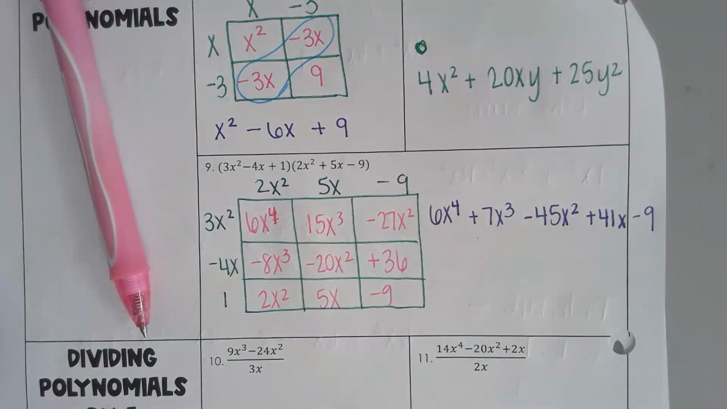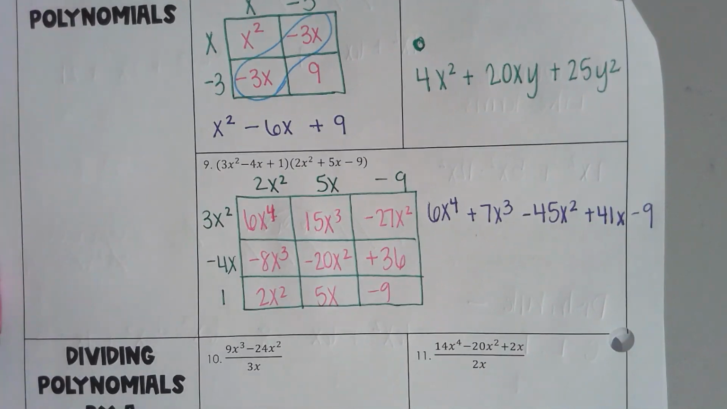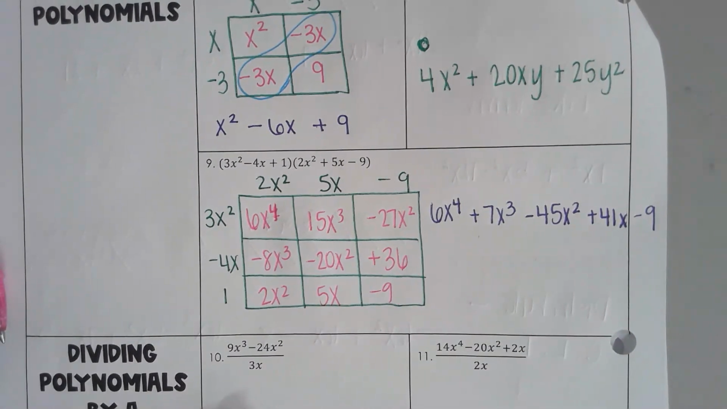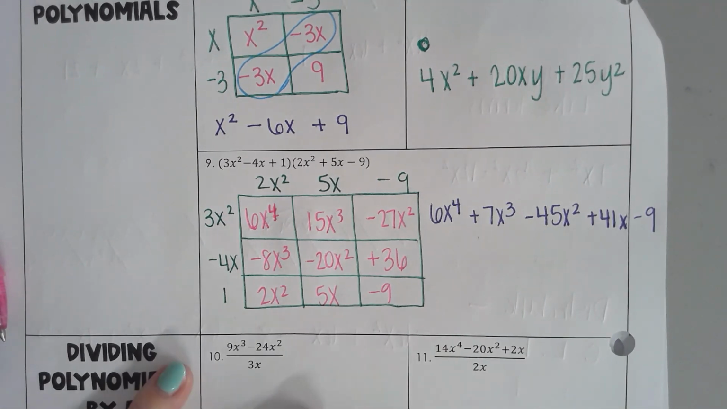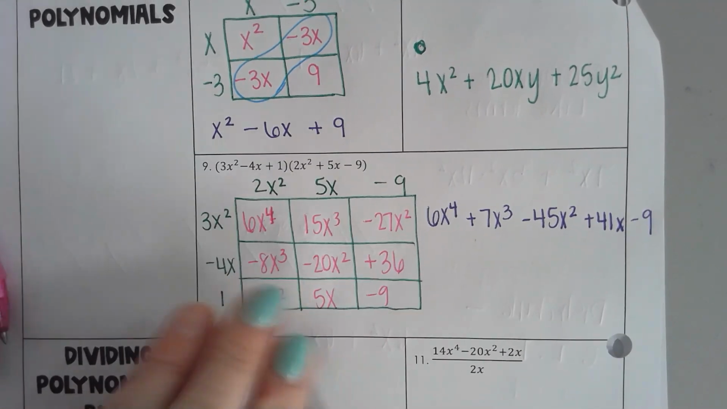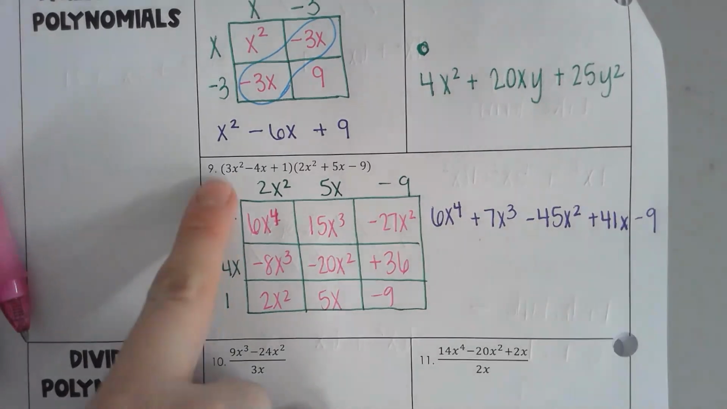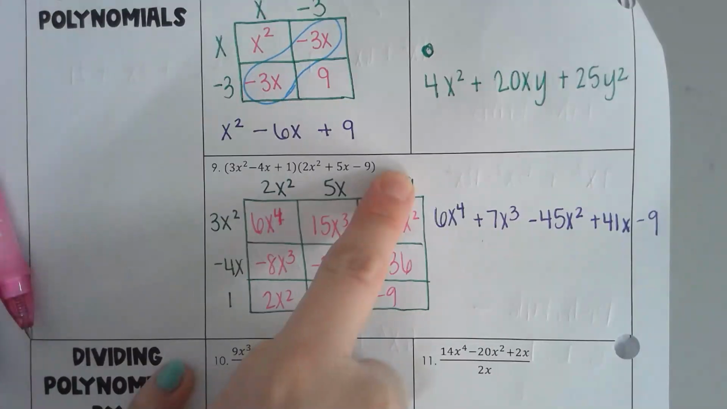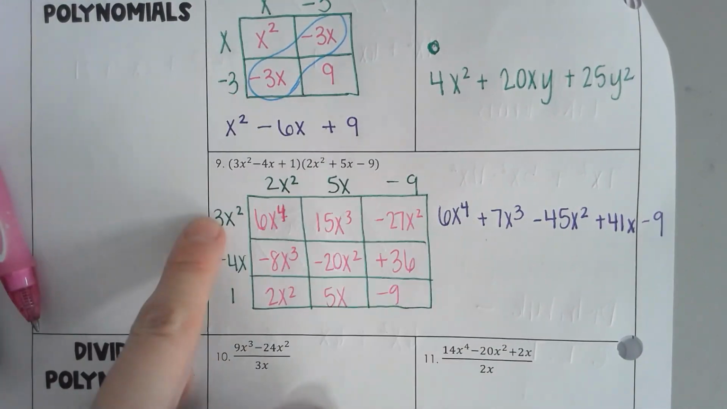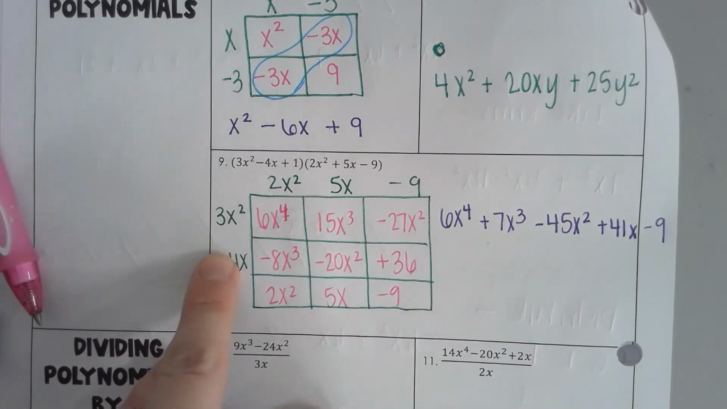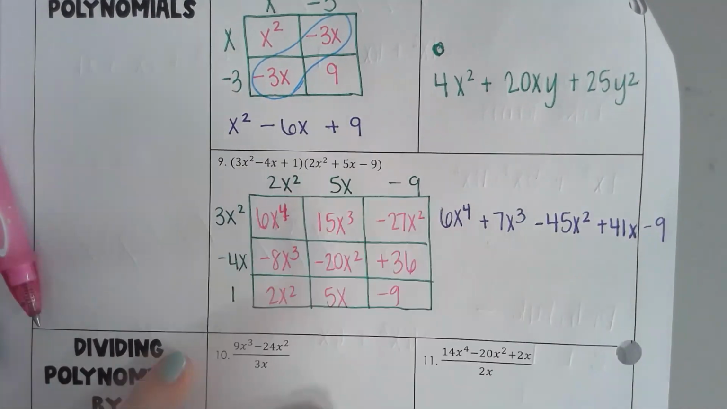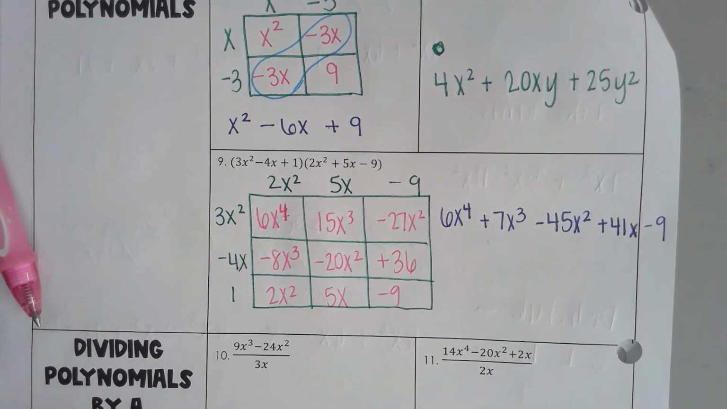6x to the 4th plus 7x cubed minus 45x squared plus 41x minus 9. So the box method, especially ones like this, if you don't do the box, you've got to do the 3x squared, distribute it to all those terms, which is essentially what you're doing here, right? This is basically saying, okay, I'm distributing the 3x squared to each of those, the negative 4x to each of those, the 1 to each of those. But it makes sure that you don't miss anything.